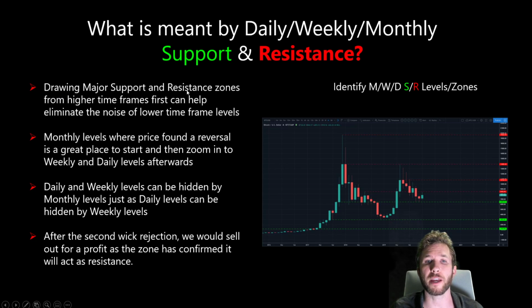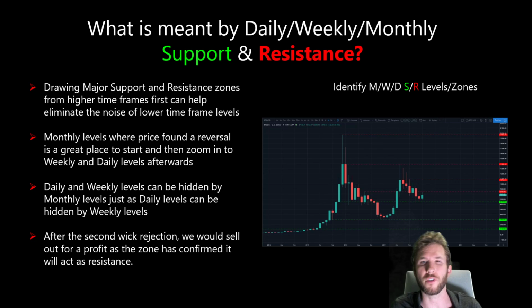Okay, so drawing major support and resistance zones from higher time frames first can help eliminate the noise of lower time frames. I see a lot of people getting wrecked in the market right now, mostly because they're overtrading the chop. So what I highly recommend is to zoom out, maybe to the 4-hour, maybe to the daily, even to the weekly. It's really helpful, because it eliminates a lot of the noise.